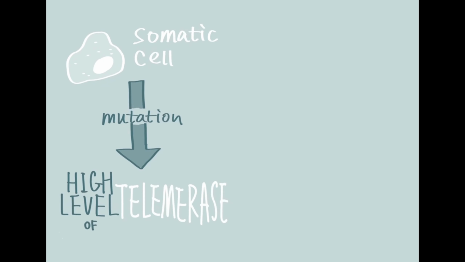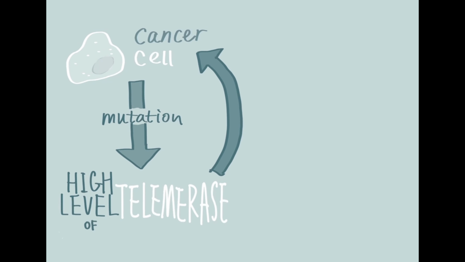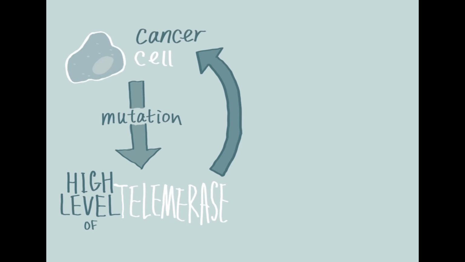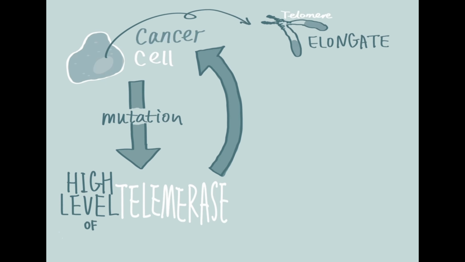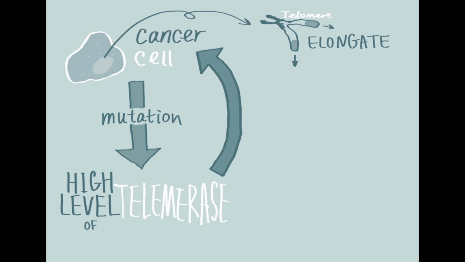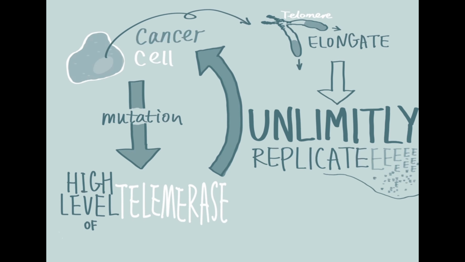However, mutations would occasionally occur in cells and produce a high level of telomerase. This characterizes the transformation of normal cells to cancer cells, because such high telomerase activity allows them to repeatedly elongate their telomeres, so they can replicate unlimitedly, therefore expanding and forming tumors.